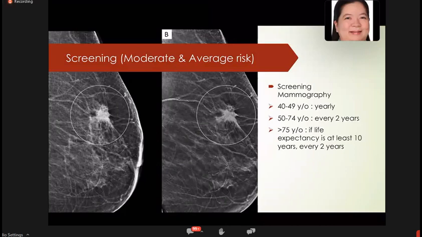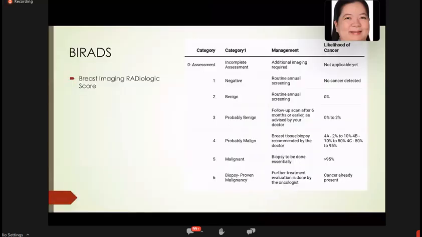Okay lang yun. Okay? Then, ibahin mo lang kapag biglang advice sa patient, okay, pag may nakakapang bukol, balik ka kagad kahit wala pa 2 years. Okay? Don't wait for 2 years. Okay? 2 years na kapag wala siyang makapa. Okay? But if patient is more than 75 years old and life expectancy is at least 10 years, again, you can request for mammogram, screening mammogram every 2 years.